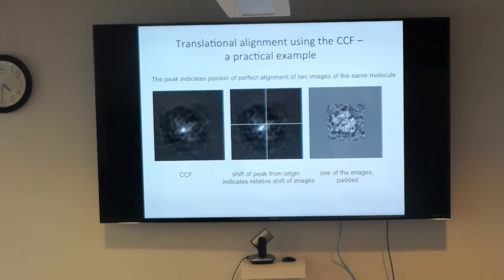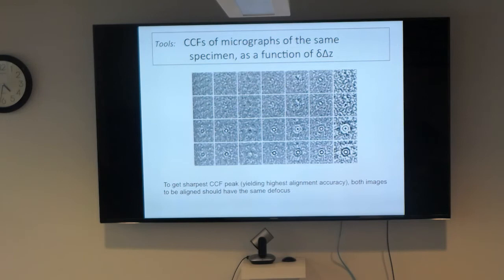Here's a practical example. There are two padded images of this kind, and this would be the cross-correlation function. And if I draw an XY axis, then you can see that the peak is shifted by a certain amount, and that shift tells you exactly by how much you have to shift one image in order to get into superposition with the other one. Okay, here's an example of the cross-correlation function of micrographs of the same specimen as a function of the difference in defocus. You can see that for some of them, all of a sudden, the contrast inverts. So you have a negative peak surrounded by some rings.